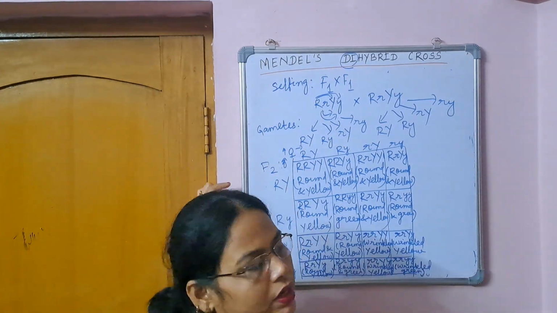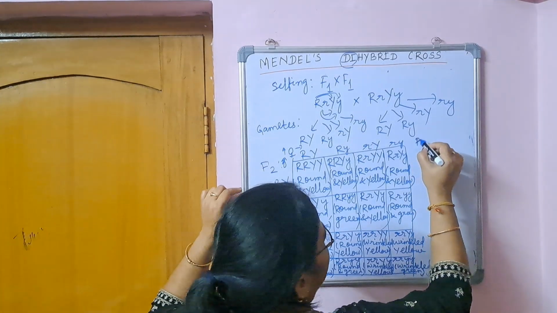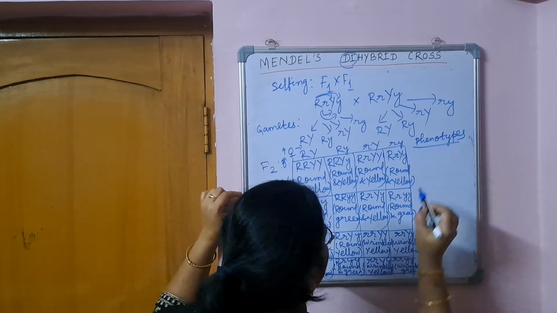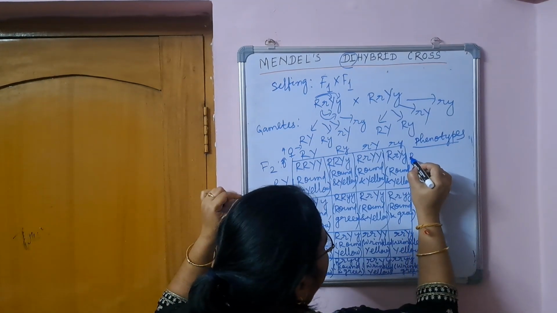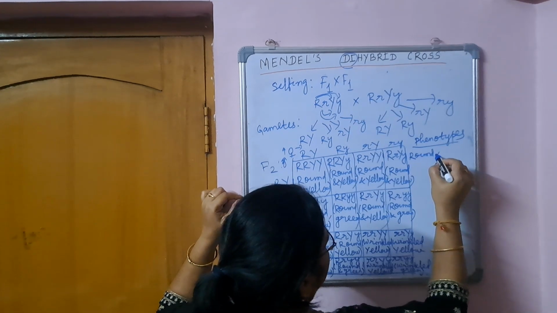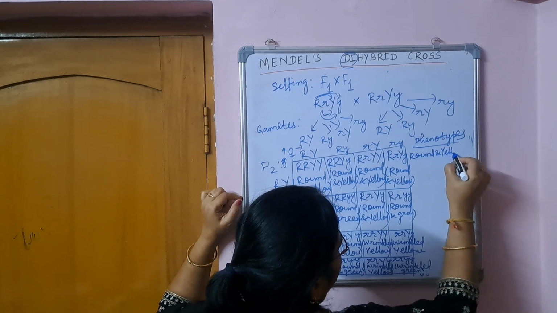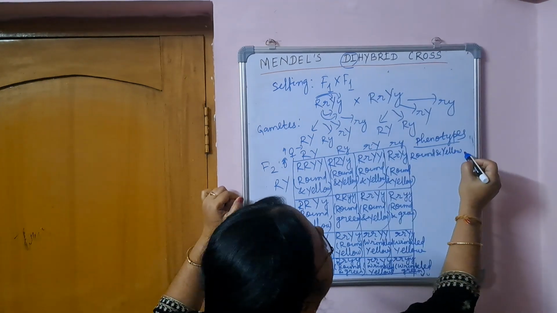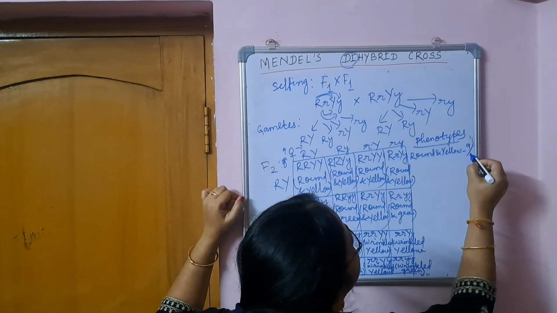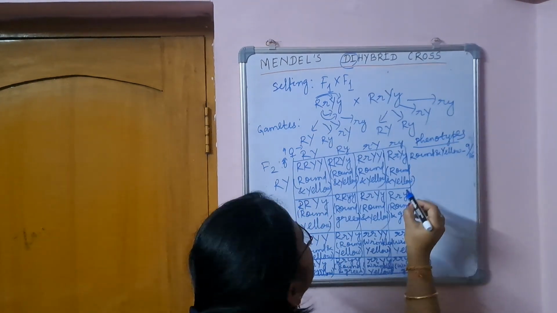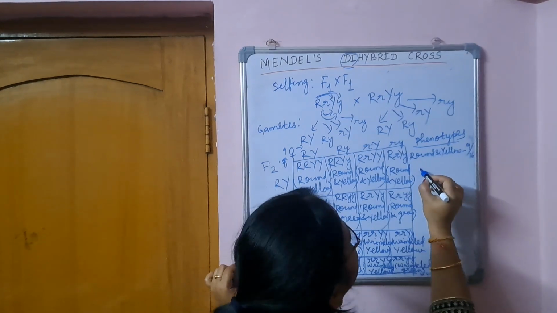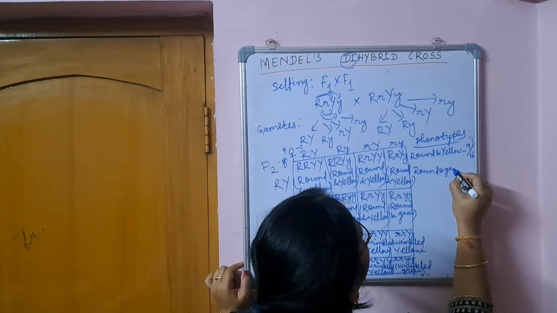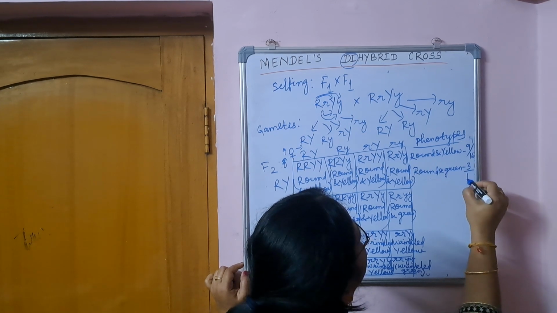Now let us see what will be the phenotypic ratio. Let us take the phenotypes. Here you see we have got 4 combinations. One is round and yellow. How many places is it there? If you count, it comes to 9 places. So you will be taking 9 by 16. Then you come to round and green. In 3 places it is there.